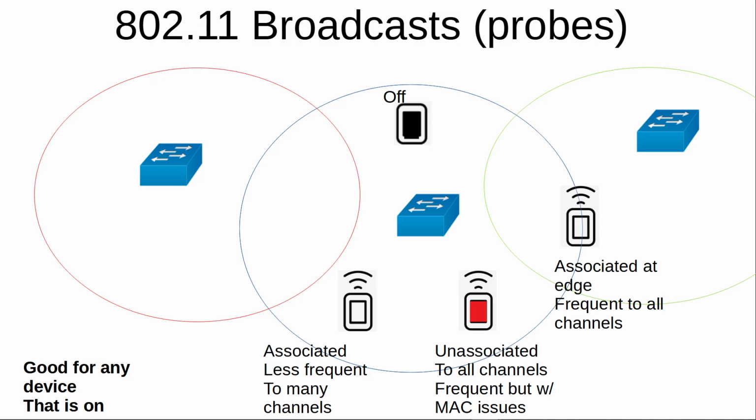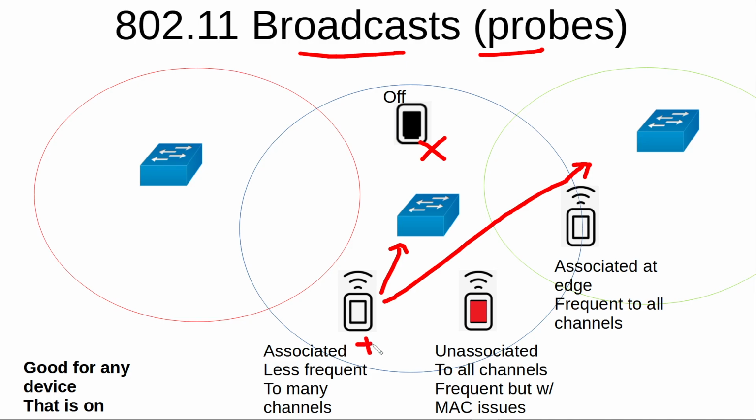So let's remember how the traffic works with Wi-Fi. You can have broadcasts, also known as probes. Your off devices will not be sending probes at all. Your devices that are associated can send probes to channels that they were previously associated with. These probes are good in order to provide location, but they are not really frequent.